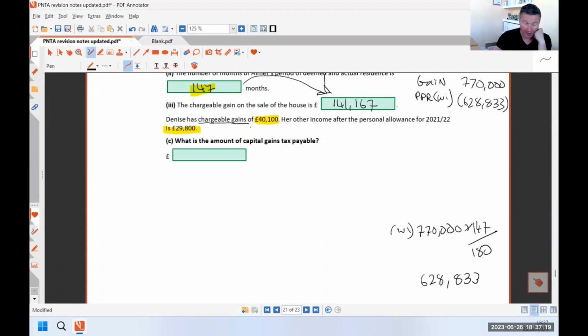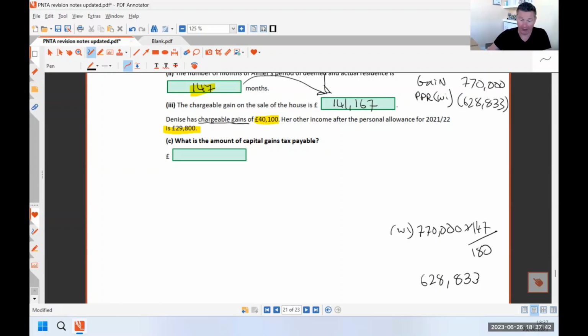Yeah, that's right. So if it's chargeable, that is before the deduction of the personal allowance. Whereas if it's given you taxable gains, that is after the deduction of the personal allowance. So don't take it off again. They may give you both. So you need to watch out for that word.